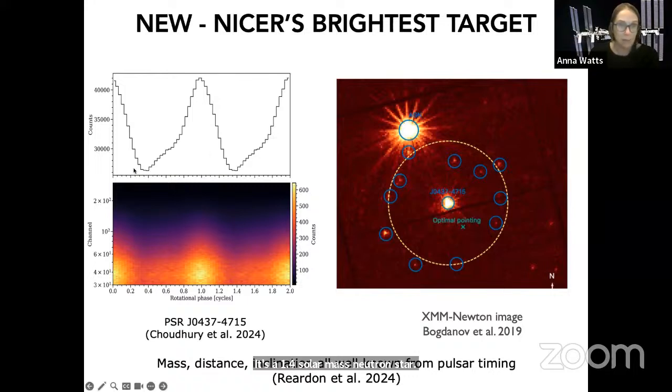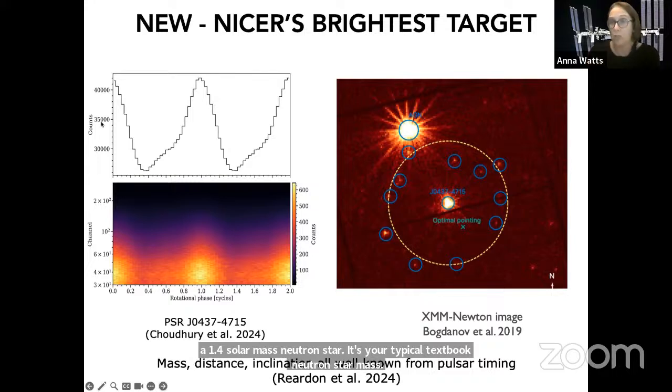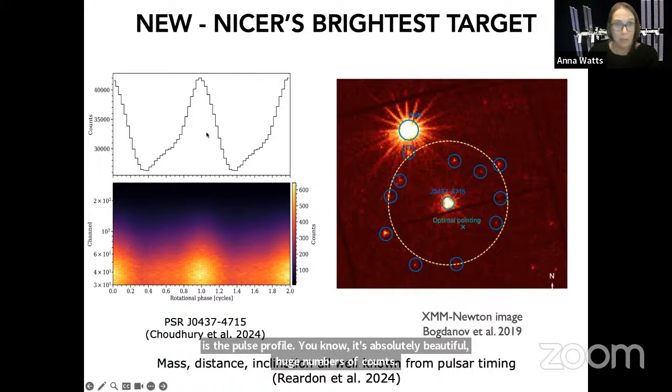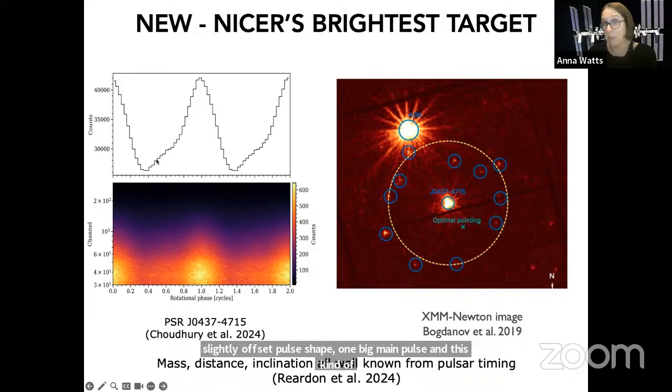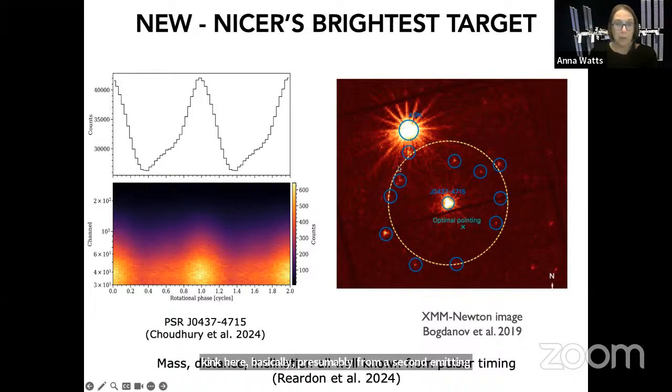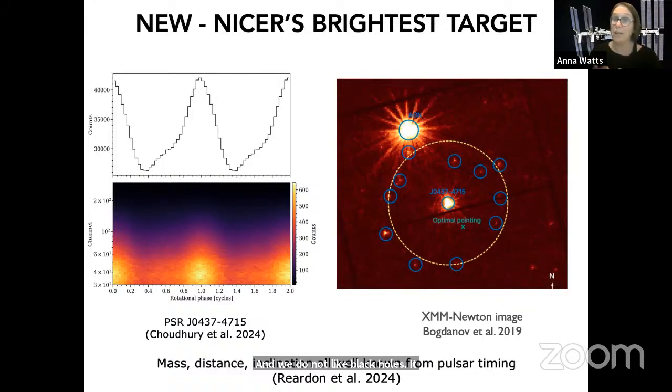Here is the pulse profile. It's absolutely beautiful. Huge numbers of counts. Basically, slightly offset pulse shape, one big main pulse, and this kind of kink here, presumably from a second emitting region. The problem with this one is black holes, because in the field of view of the telescope, when you look at this star, there is a bright active galactic nucleus, and we do not like black holes. It emits very brightly in the X-ray, and it actually contaminates what we observe for this star.